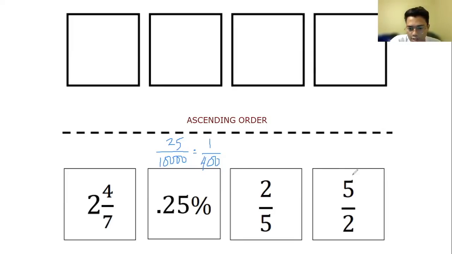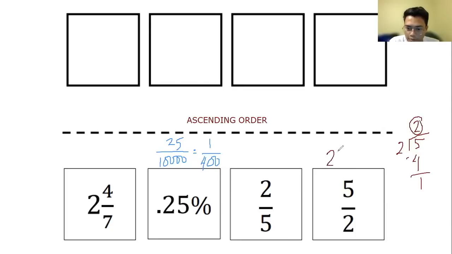If we change this into a mixed number, you can divide 5 by 2. 5 divided by 2 is 2. 2 times 2 is 4. 5 minus 4 is 1. So this will be your whole number, 2.